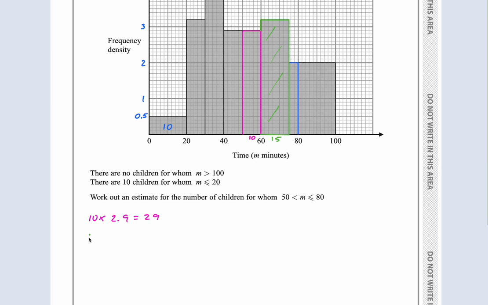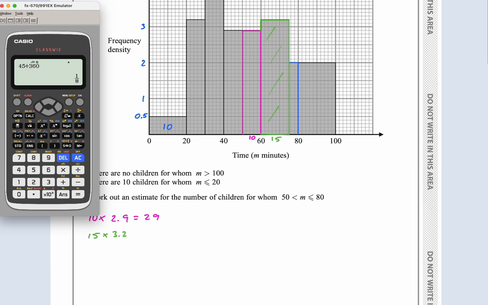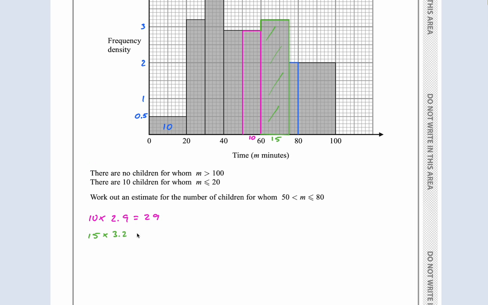So I'm going to do 15 times, and the height is 3.2. 15 times 3.2, guys, is 48. This is 48.